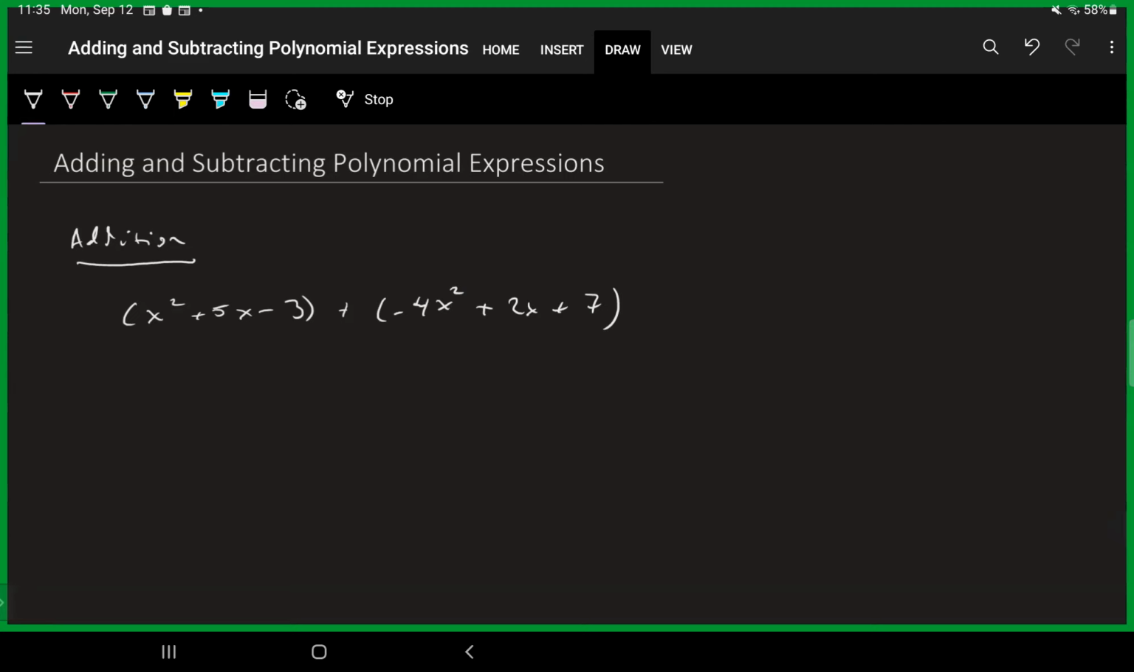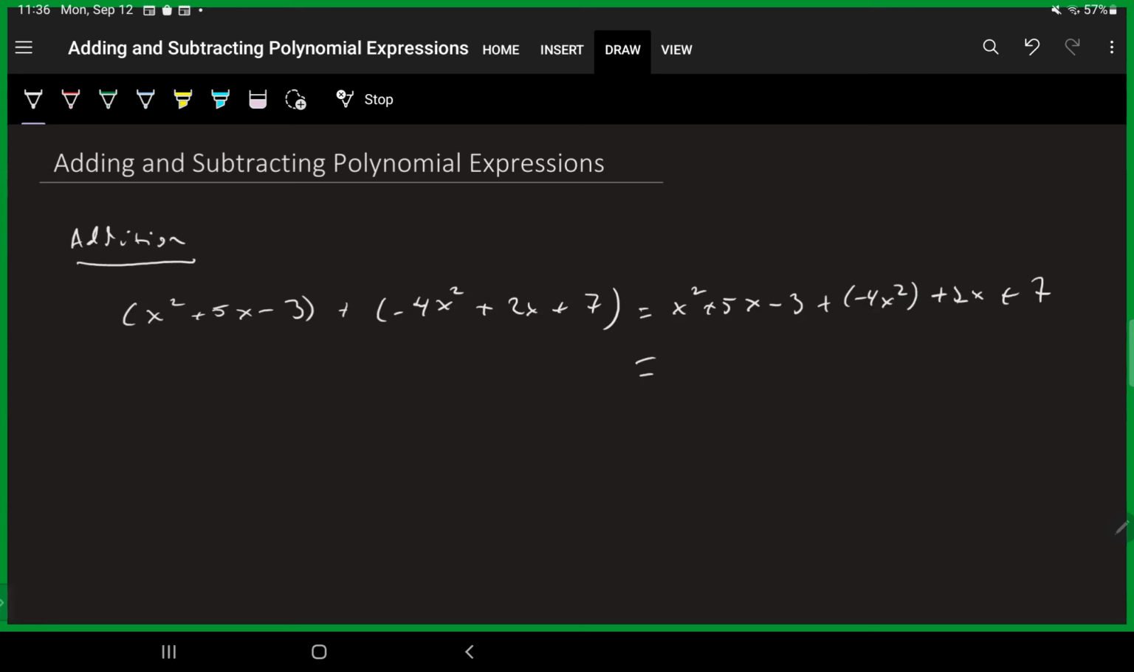And when I have parentheses around, separated by addition, the associative law said the parentheses can just go away. So I'm going to get x squared plus 5x minus 3, and I'm going to add it to negative 4x squared plus 2x plus 7. And so I'm basically copying everything down. I did put parentheses around my negative 4x squared just to keep track of my sign.